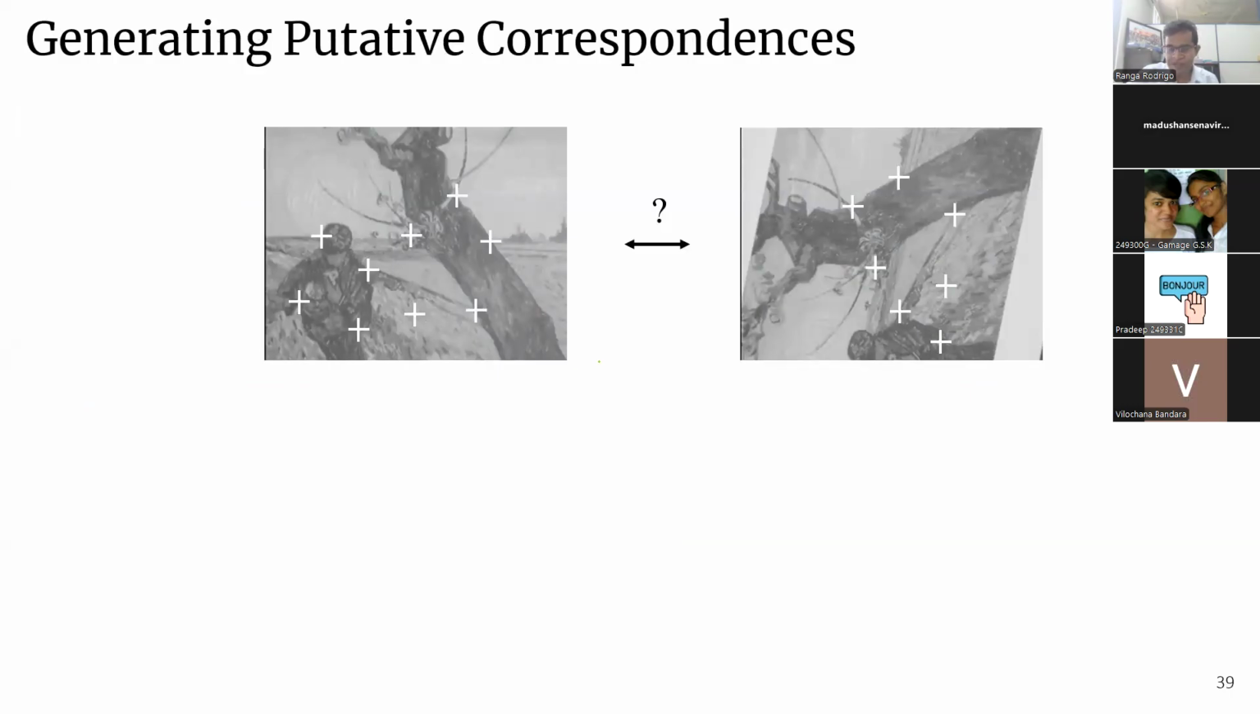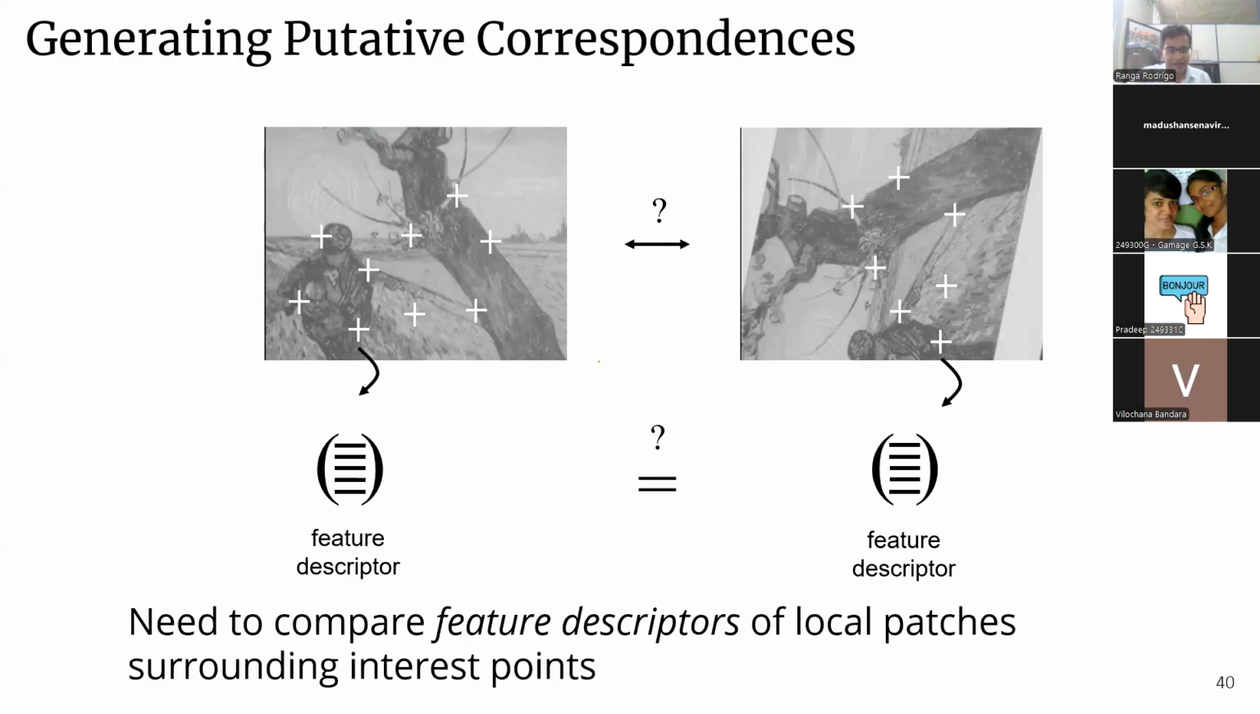So, generating putative correspondences. We need to compare feature descriptors for local patches surrounding each interest point. To generate patches, you run SIFT, and for each of these points, it will give a feature descriptor, as we looked at last time. The other points also have feature descriptors, so you try to find the best match using those descriptors.